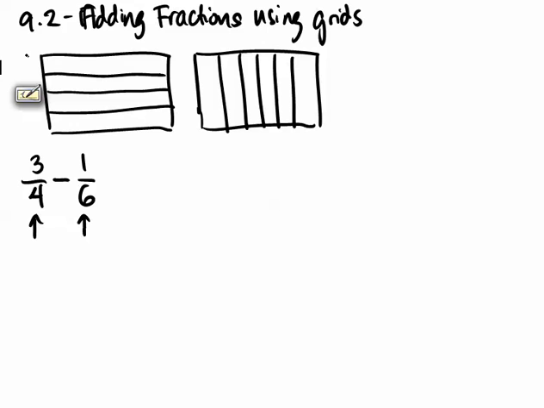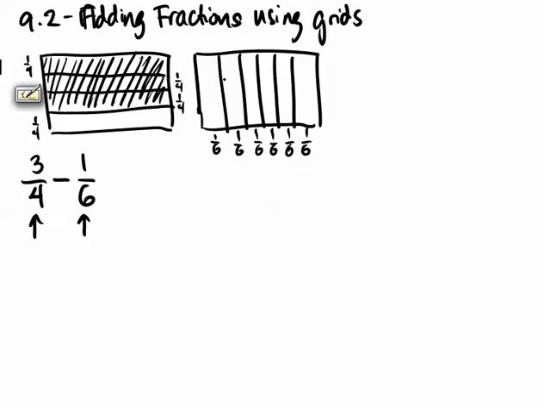Each one of these represents a quarter. So this is a quarter, a quarter, a quarter, and a quarter. And each one of these columns represents 1/6. Now I'm going to say 3/4. This is 3/4 here that I'll shade in, and I need to subtract 1/6 away from that.